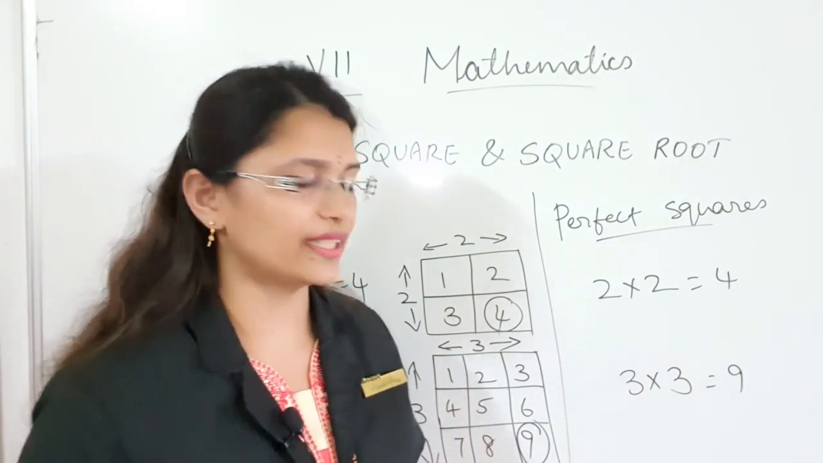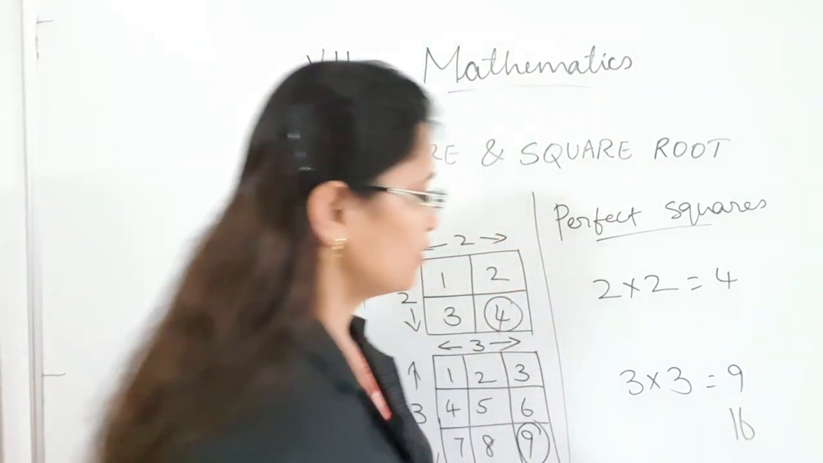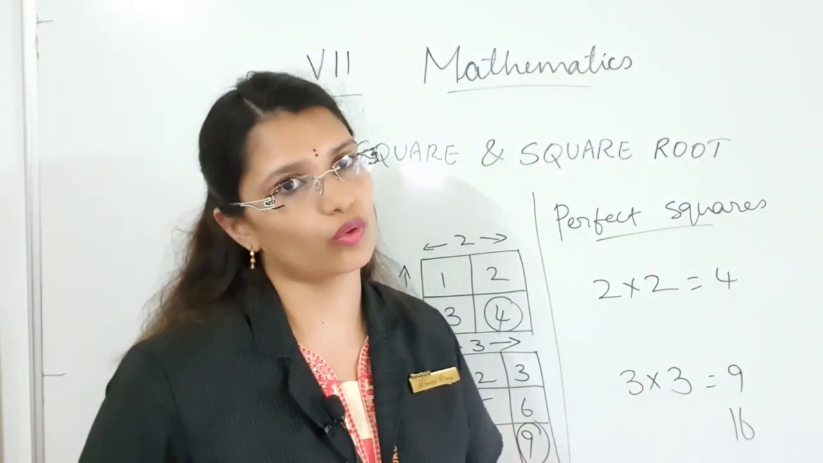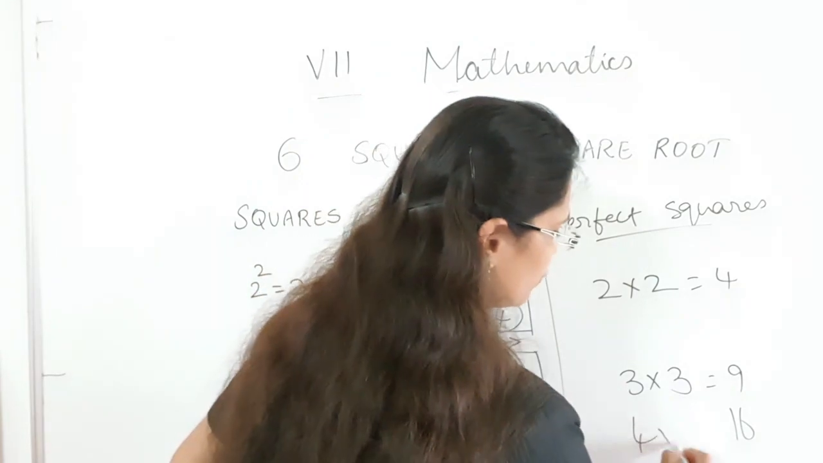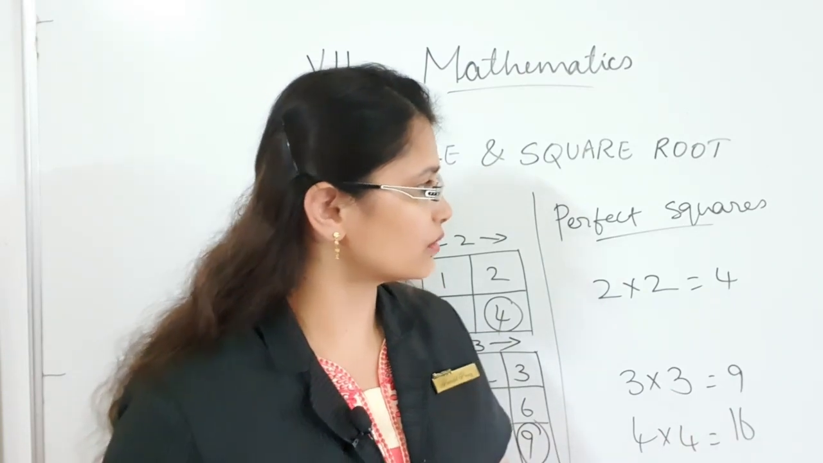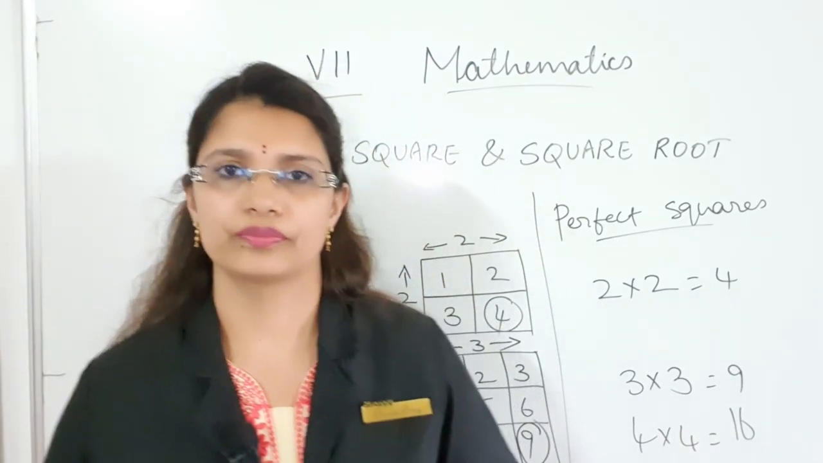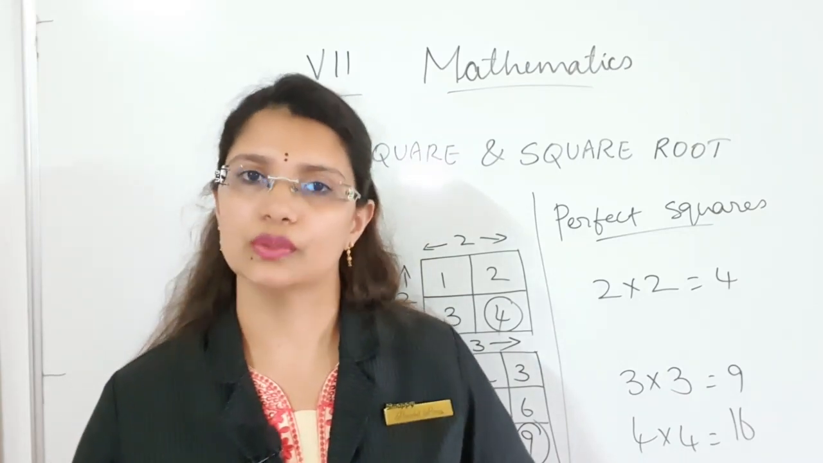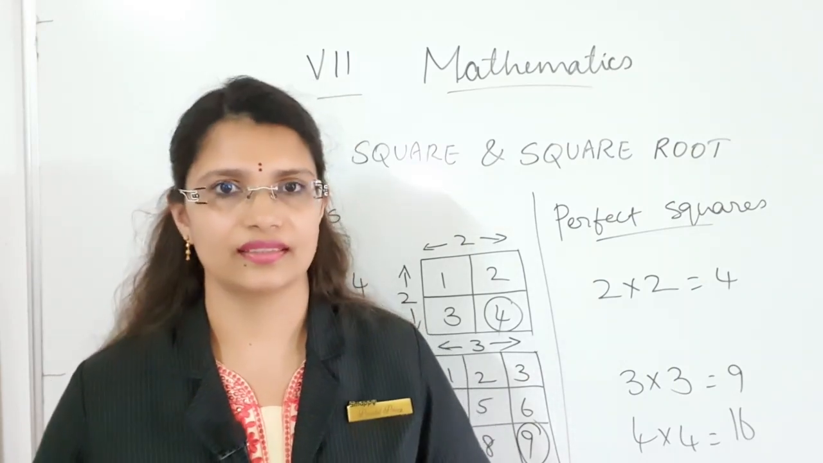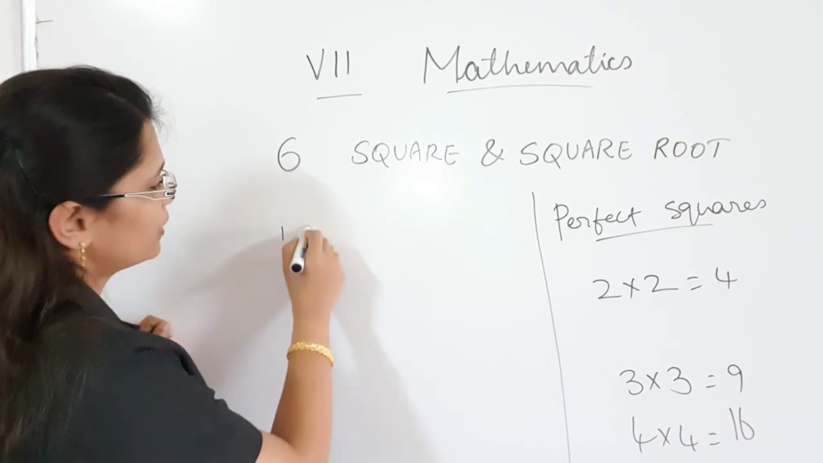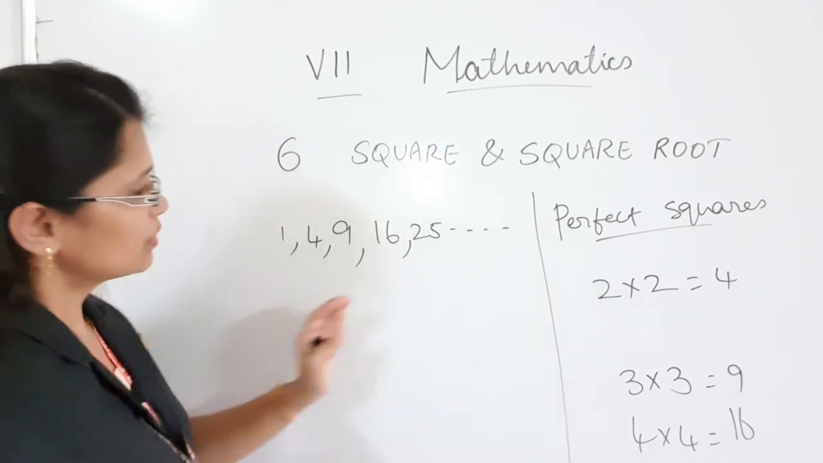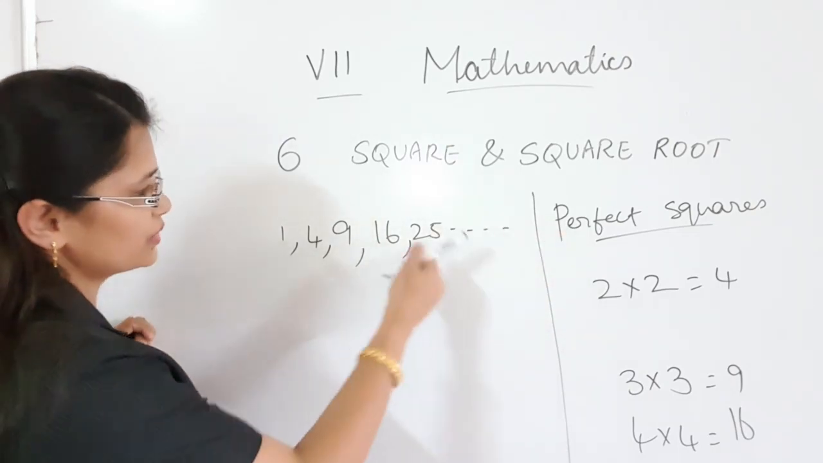Okay. What about 16? A number multiplied by itself is equal to 16. So, what is that number? 4 into 4 is equal to 16. Okay. Then what is the next perfect square or square number? 5 into 5 is equal to 25. Then 36. 6 into 6 is equal to 36. Right. So, children, 1, 4, 9, 16, 25, etc. These are perfect squares. Why? These are squares of natural numbers.